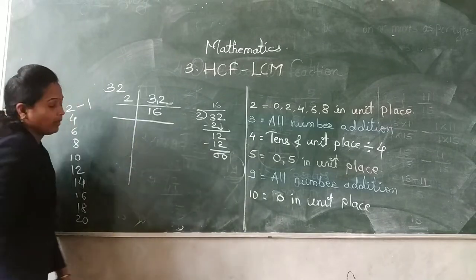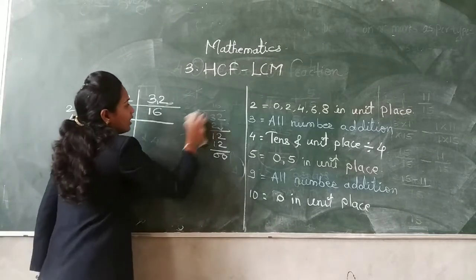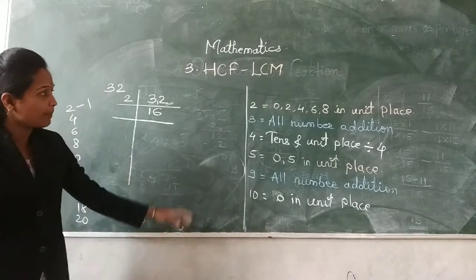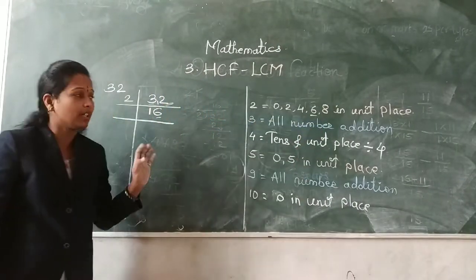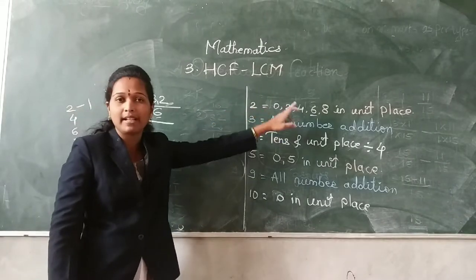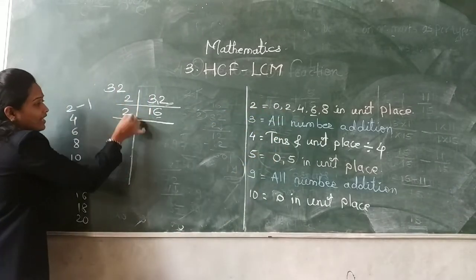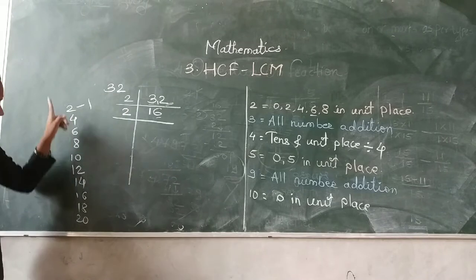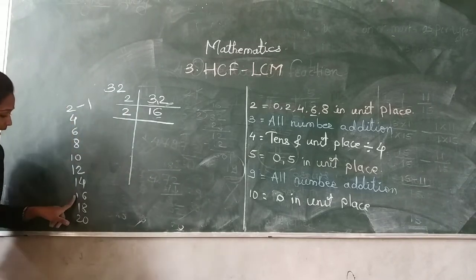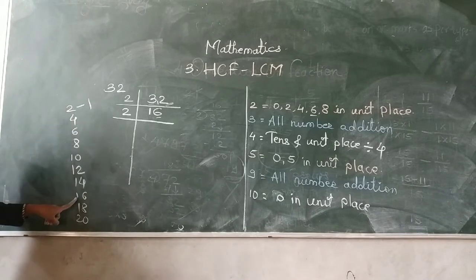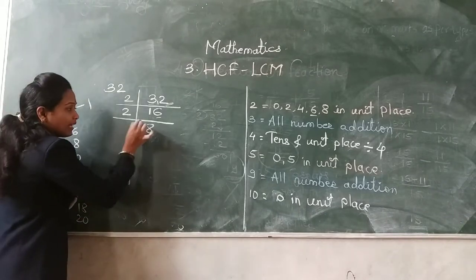Again, if you observe, 16 is there. Look at the unit place. The unit place is your 6. It means 6 is in the unit place, so you have to again divide by 2. In the table of 2, 16 is there. So look at the table. Yes, 16 is there. So which place of 16? That is 2 eights are 16. So write down that place.